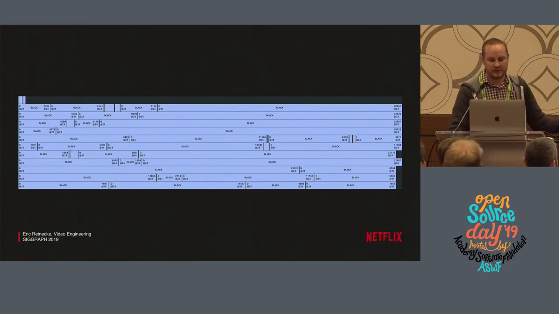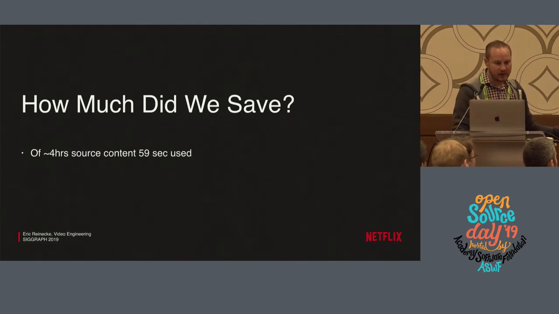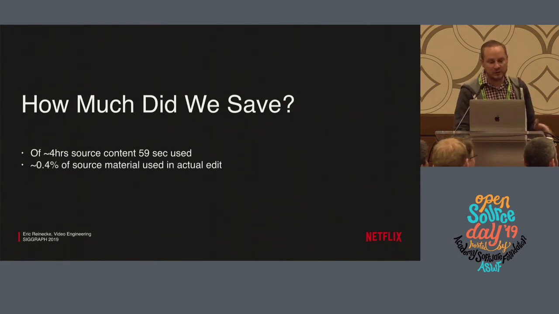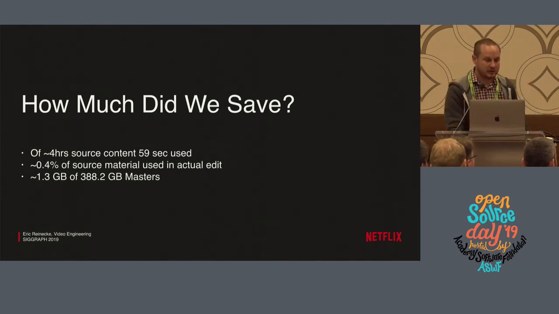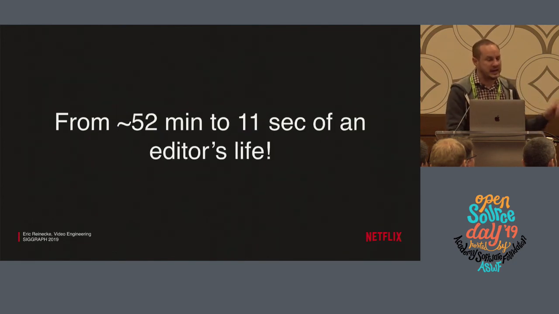So we're a data-driven company. Let's talk about the data. Of about 4 hours of source content, we only used about 59 seconds of it in the output trailer. That maps to about 0.4% of the source material, which means we only use 1.3 gigabytes of 388.2 gigabytes worth of frames. So let's turn that into download time. If you're running at a gigabit per second, you go from around 52 minutes to 11 seconds of download time. This is time an editor can then spend plussing out that trailer and building something that's going to connect our members with the content they're going to love.